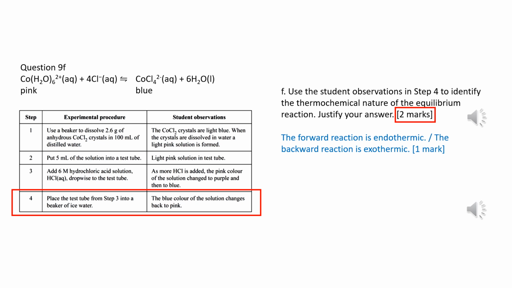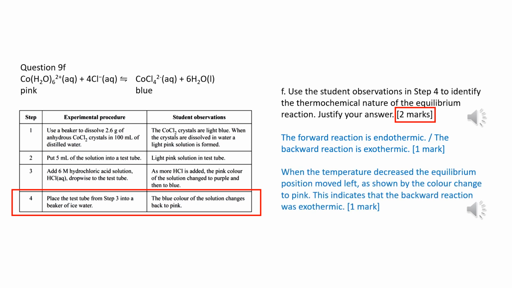Earning 1 point for stating the conclusion: the forward reaction is endothermic, or the backward reaction is exothermic. Transforming the statement: placing the test tube from step 3 into a beaker of ice water means the temperature decreased. Interpreting: the blue color of the solution changes back to pink as the equilibrium position moved left. Therefore, the justification is, when the temperature decreased, the equilibrium position moved left, as shown by the color change to pink. This indicates that the backward reaction was exothermic.